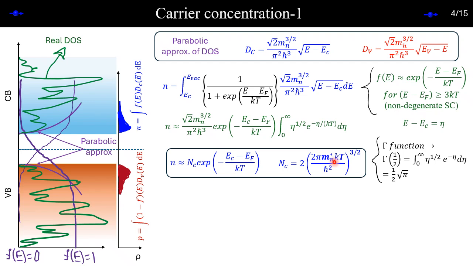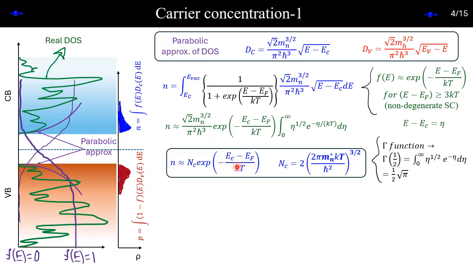The second thing is that this N is proportional to the exponent of EC minus EF, and there is a minus sign here, so we can call it EF minus EC. What does it mean? If EC is close to EF, we will have more electrons. Do you agree or not? This is consistent with whatever we discussed earlier.